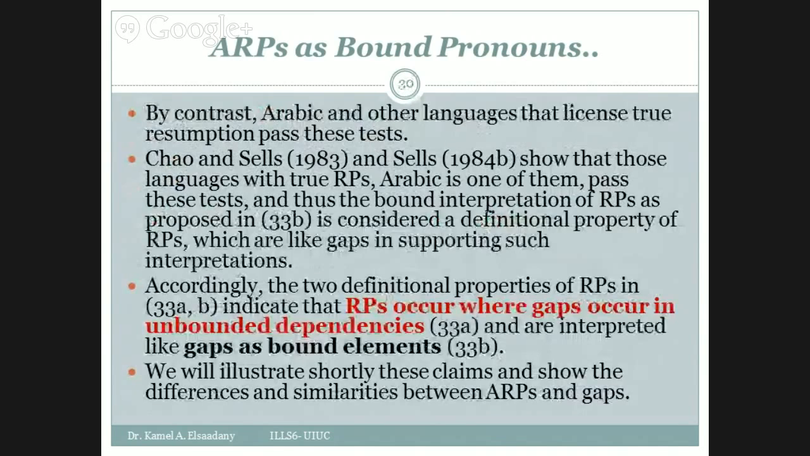Here you go. So I will skip all these. Here, Arabic and other languages that license true resumptives pass these tests. So for the 3 tests that Chao and Sells provided, Arabic and any resumptive languages will pass these tests. And if these tests are passed for these languages, then the 2 definitional properties of RPs indicate that RPs occur where gaps occur in unbounded dependency. And this is a major similarity, and later there will be differences between resumptive pronouns and gaps. So we proved that and provided that.